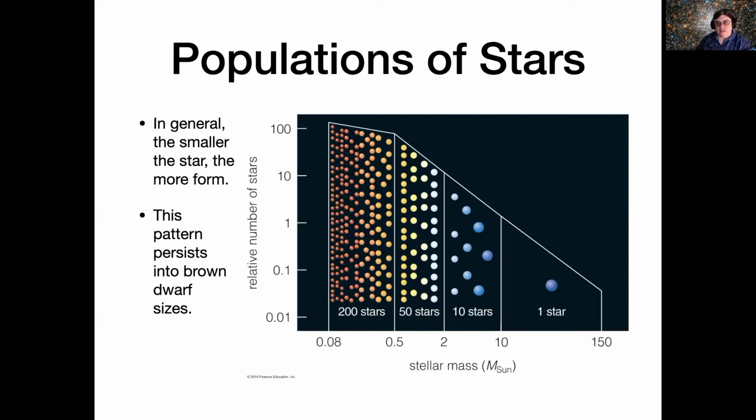And this pattern persists into brown dwarf sizes. There is some hint that as we get to smaller and smaller brown dwarfs, it eventually turns over and we start making very few of them, that eventually get to kind of a size where it's really hard to form such a small body. But we expect there are lots of brown dwarfs, and the only reason we don't find that many is because they're really faint and hard to see.